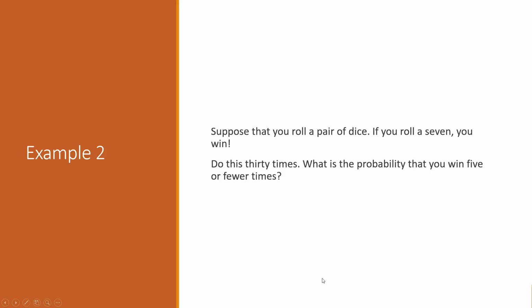All right, welcome to what I anticipate to be our final episode for the chapter. It's another example. Again, we're going to work through it every which way. So let's go ahead and start. Suppose we're rolling a pair of dice, and if you roll a 7, you win. What's the probability that you win at most just 5 times out of 30 attempts?